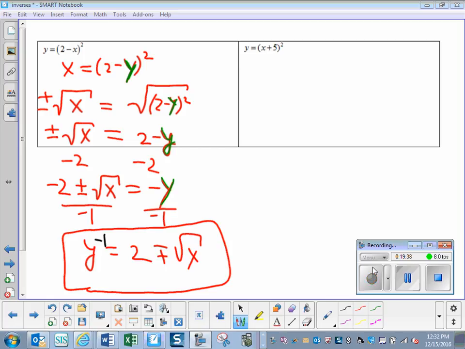Should I work through it or should I just do the answer? The answer? Okay, so let's do the answer. If something doesn't look right, then we'll solve it.